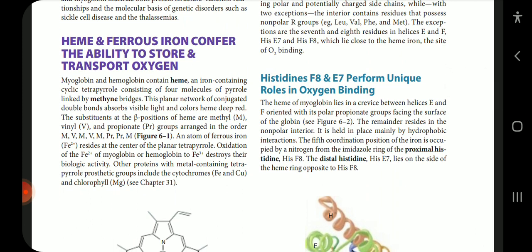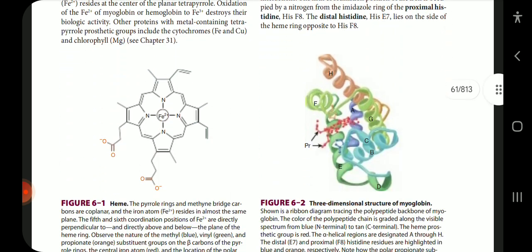Histidine F8 and E7 perform unique roles in oxygen binding. The heme of myoglobin lies in a crevice between helices E and F, oriented with its polar propionate groups facing the surface of the globin. The remainder resides in the nonpolar interior. It is held in place mainly by hydrophobic interactions. The fifth coordination position of iron is occupied by nitrogen from the imidazole ring of the proximal histidine, his F8. The distal histidine, his E7, lies on the side of the heme ring opposite to his F8.